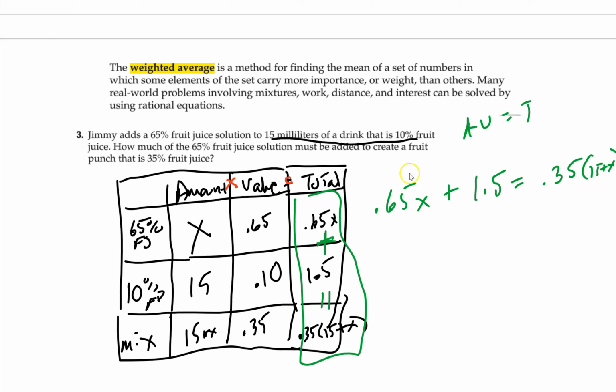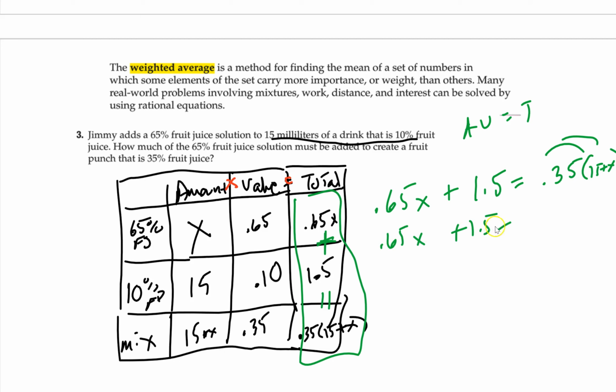What's the amount of 65% free juice we have? We don't know. And then in this case, what's the amount of 10% free juice we have? 10% times 15 milliliters. That came out terrible. I'm sorry, guys. And then our mixture is going to be this plus that, which is x plus 15 times its value. And then from here, it's just a math problem with ugly decimals, but still just a math problem.